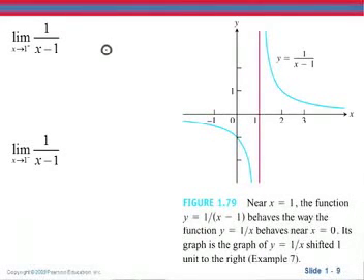So we can say that the limit as x approaches 1 from the right of 1 over x minus 1 is infinity. And the limit as x approaches 1 from the left of 1 over x minus 1 is negative infinity. Now this is not saying that the limit exists, or that infinity or negative infinity are numbers. It's just saying that the limit does not exist because 1 over x minus 1 becomes arbitrarily large as x approaches 1 from the right, and arbitrarily small as it approaches from the left.